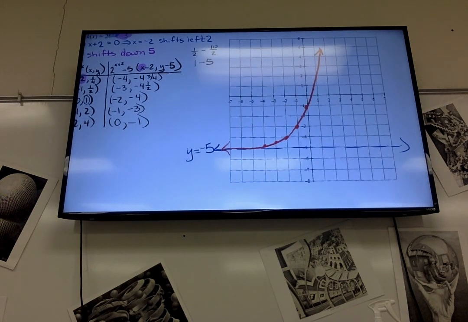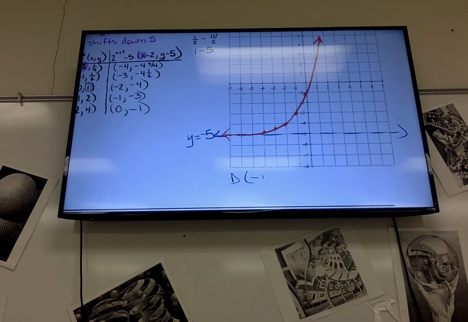So for the next one, domain is still negative infinity to infinity. Range, say that again. Yeah. The lowest one is negative 5, and then it goes up forever, so it's negative 5 to infinity. That make sense, Amara? Okay, good.